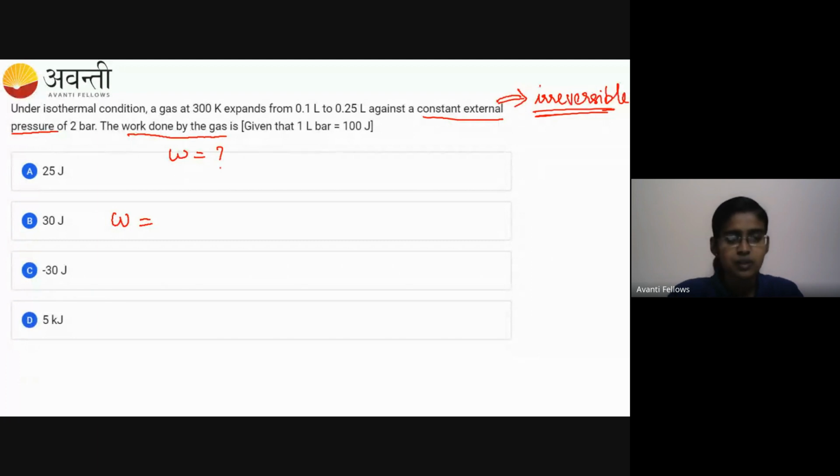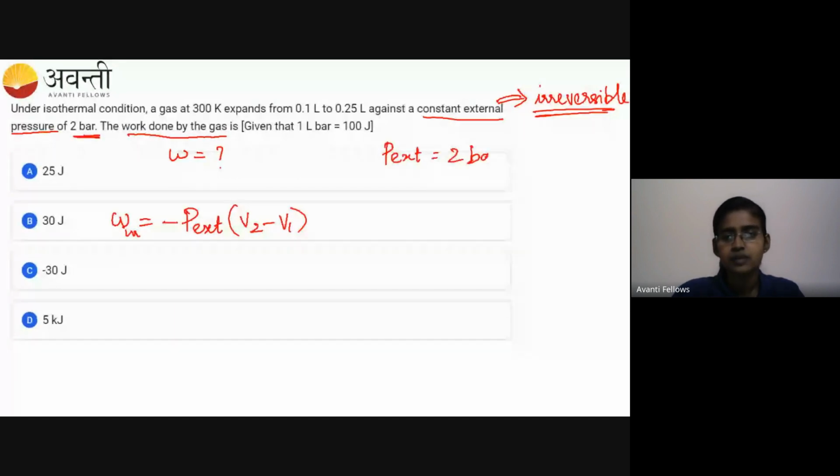So W is equal to minus P external into V2 minus V1. So this is the formula to find out the work done for an irreversible process. Now the constant external pressure is how much? The P external value is 2 bar. And what is the volume? Initial volume is 0.1 liter and final volume is 0.25 liter.